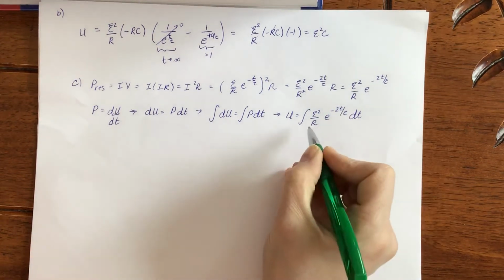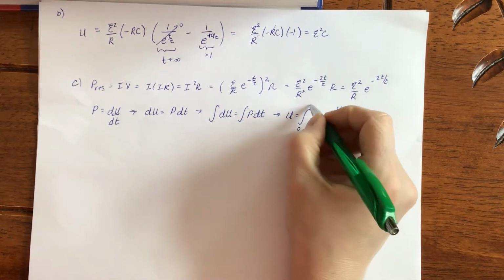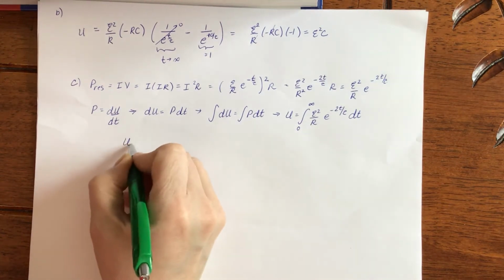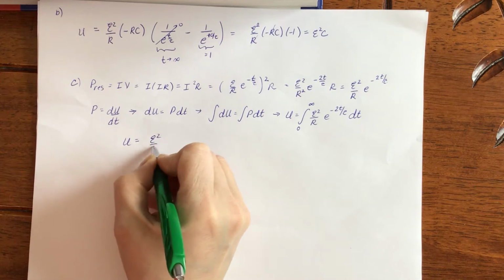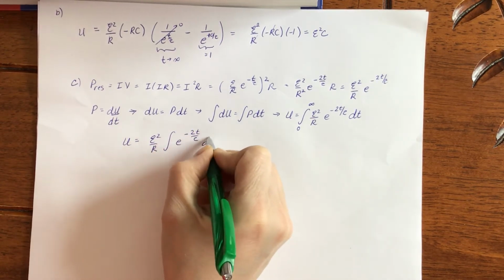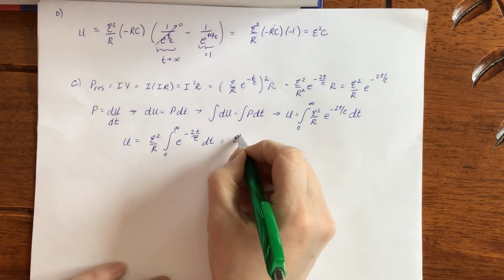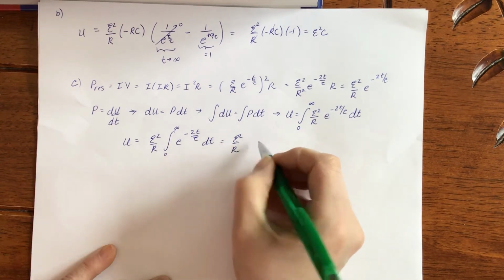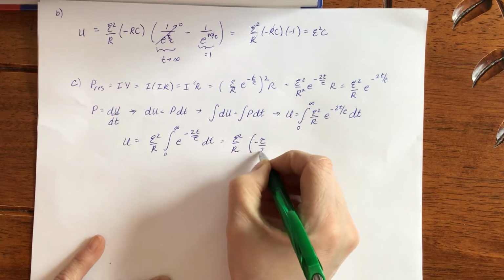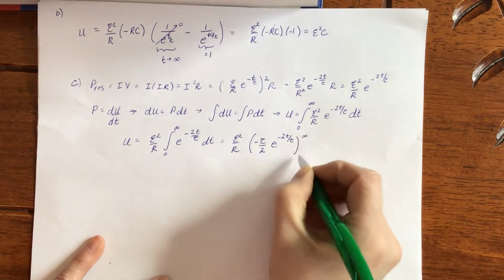This integral is not so hard to do. Our limits, since we're going to go for the full energy dissipated by the resistor, we'll go the full range of time, 0 to infinity. So that gives us U is equal to epsilon squared over R integral e to the minus 2t over tau dt, 0 to infinity, equals epsilon squared over R. The integral of e to the minus 2t over tau is minus tau over 2 e to the minus 2t over tau at infinity and 0.